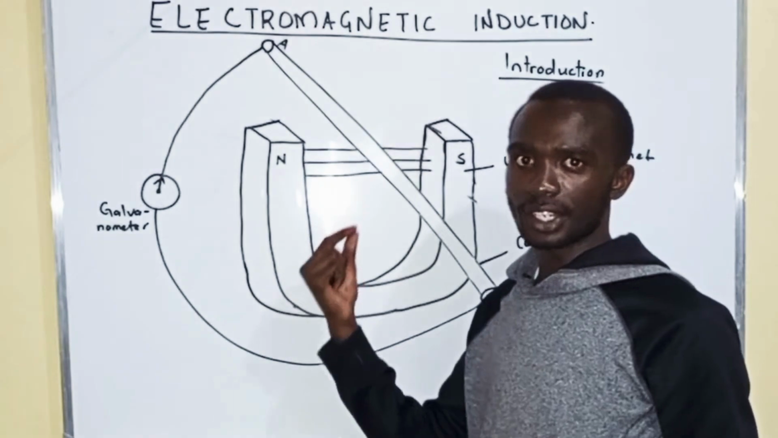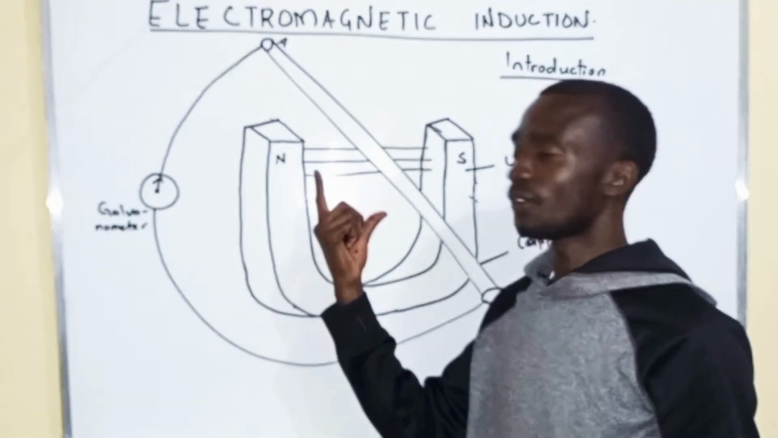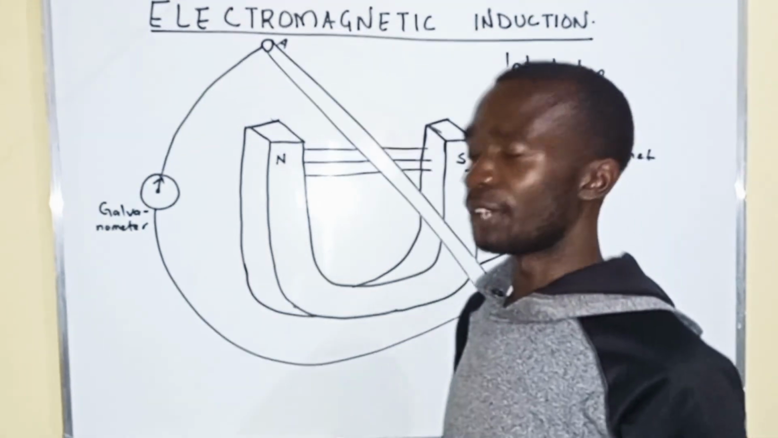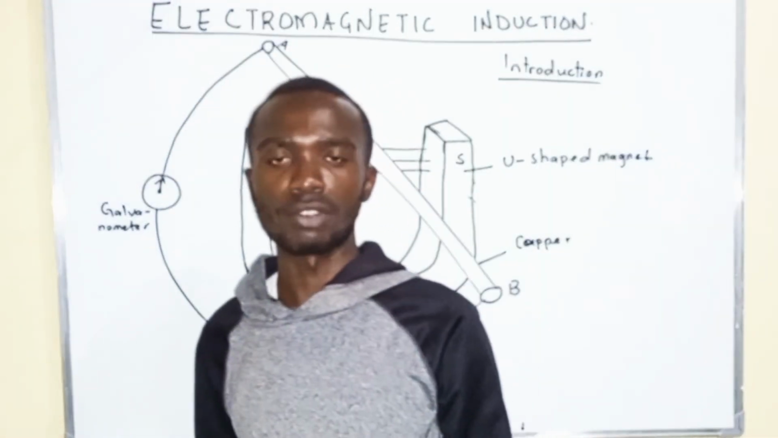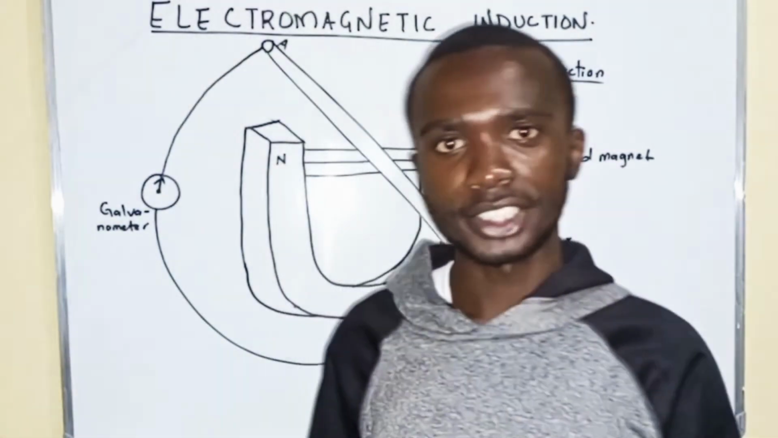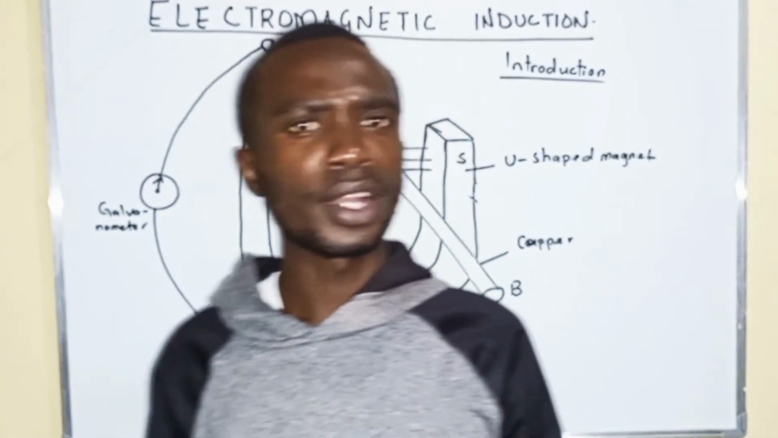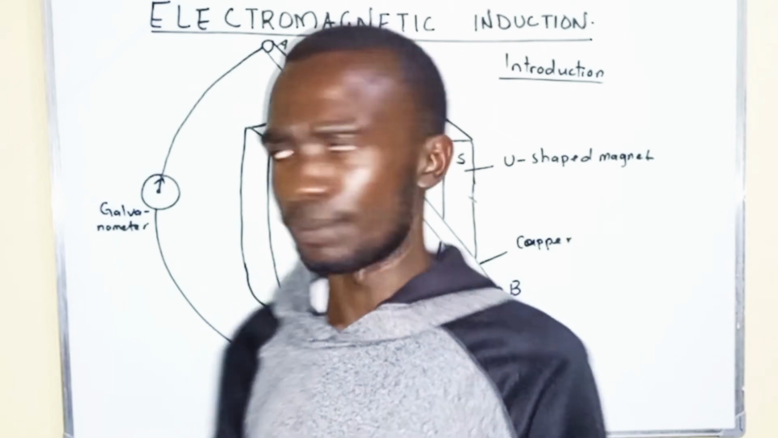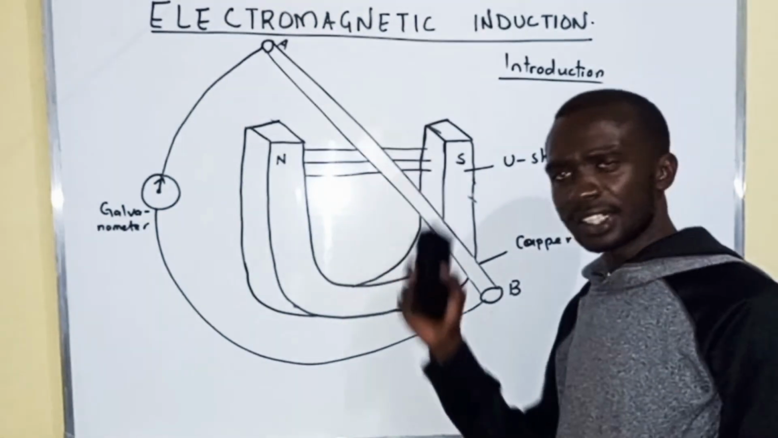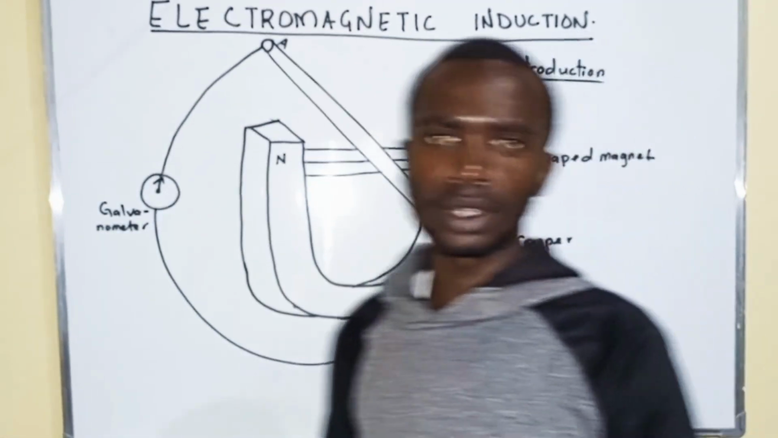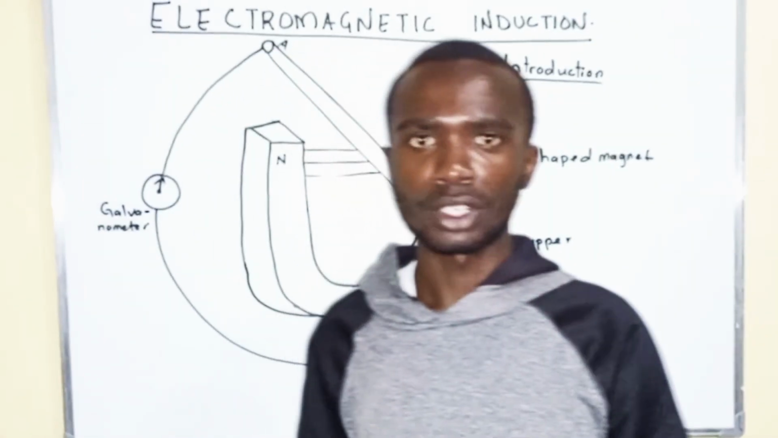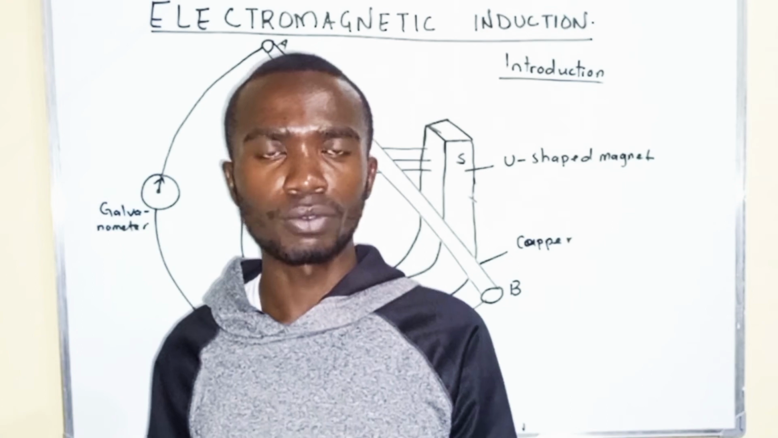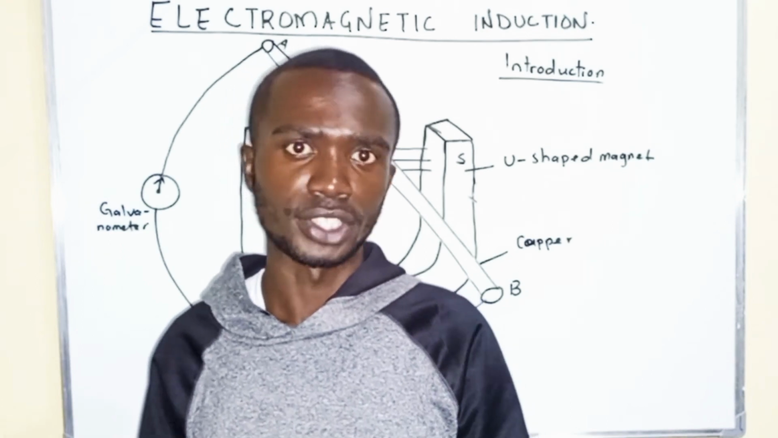Now, the induced current, as a result of movement of the conductor in the magnetic field, is the one which makes the pointer of the galvanometer deflect. It implies that when current flows, the pointer must deflect. At the same time, when the conductor is held stationary, no current is induced because the conductor must cut, it must move through the magnetic field.